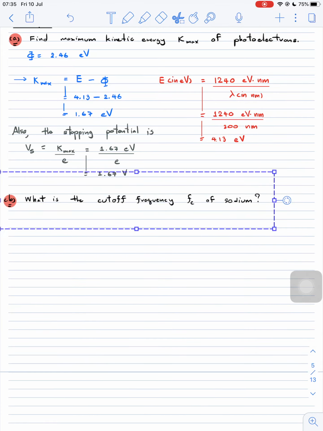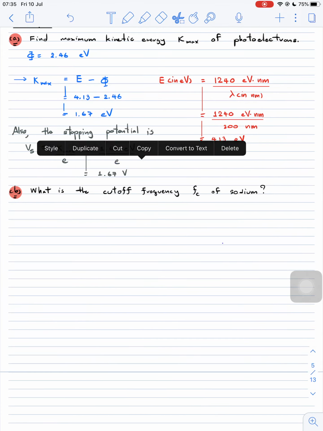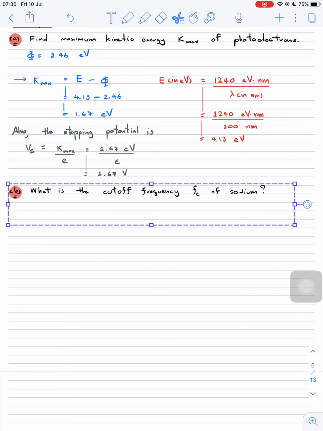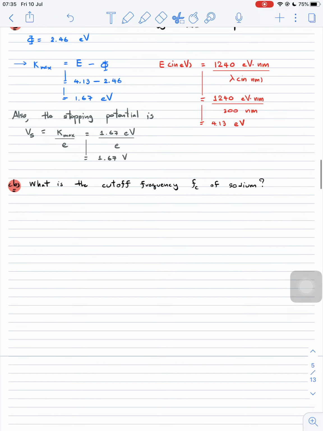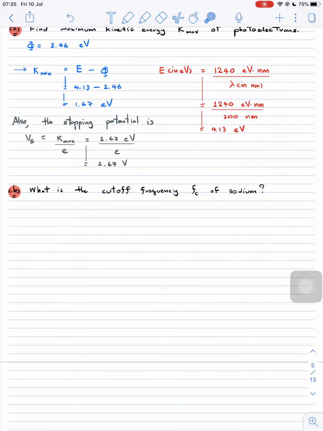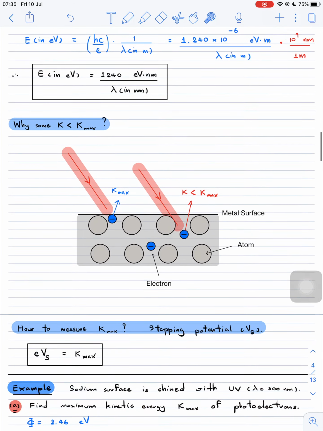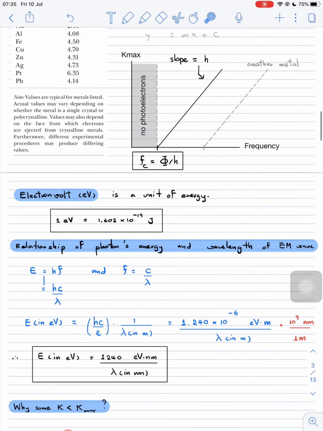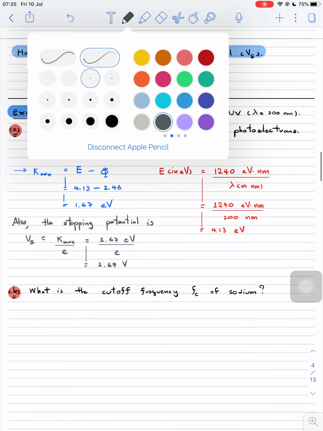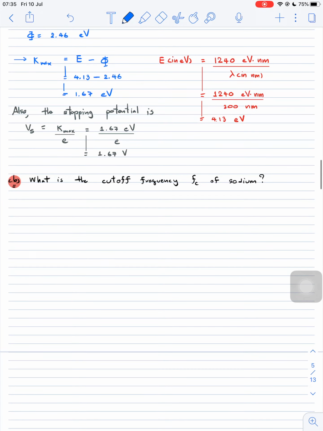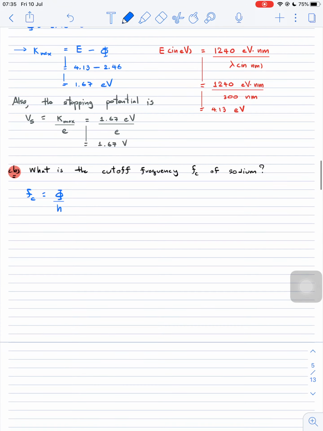Now for part B. What is the cutoff frequency of the sodium? We have only one equation to find the cutoff frequency, which is Fc equals the work function over the Planck constant. Let's use this one. Fc equals the work function over the Planck constant.